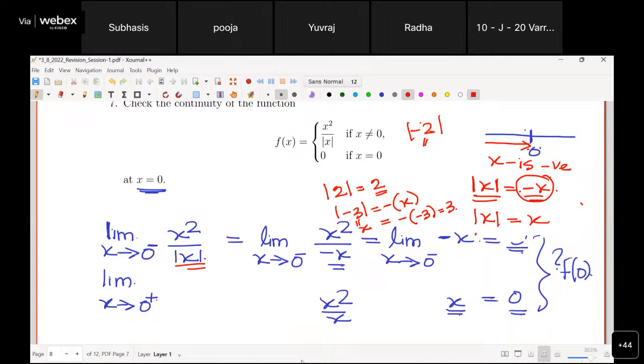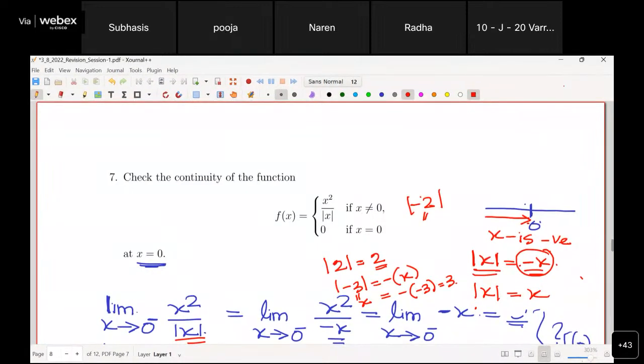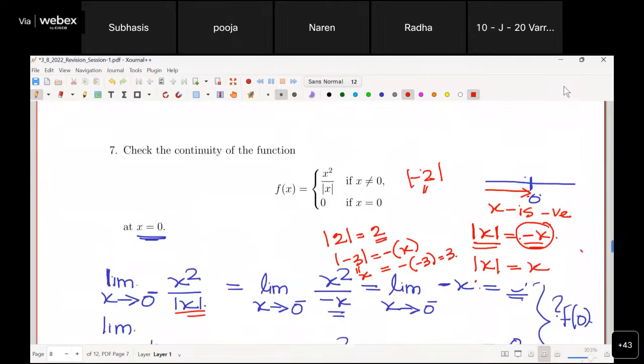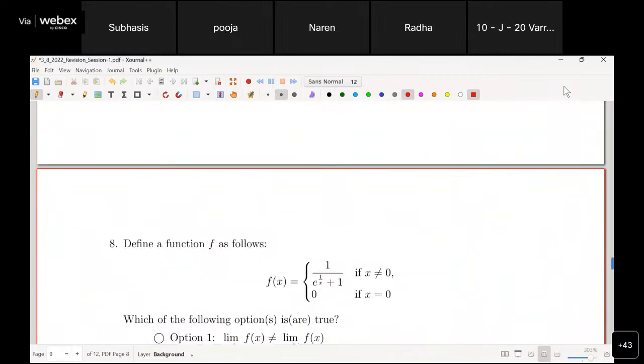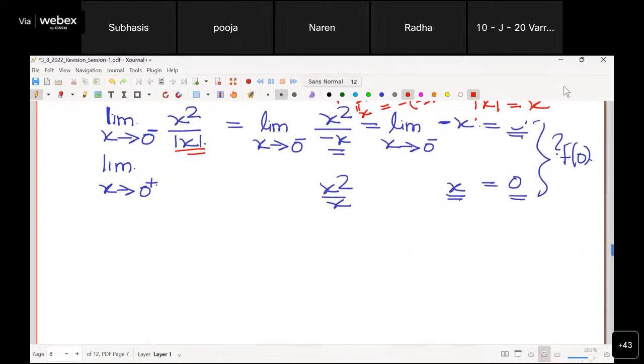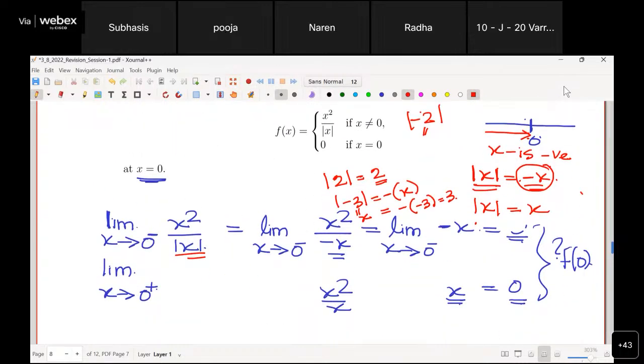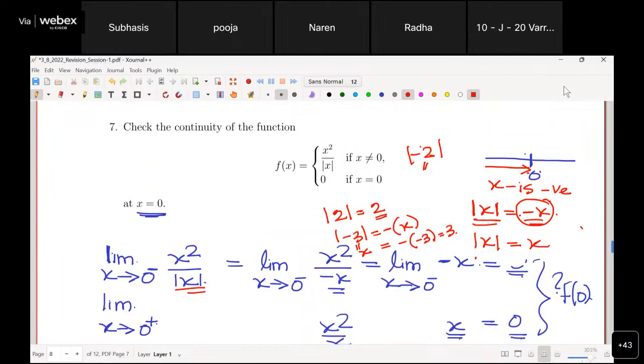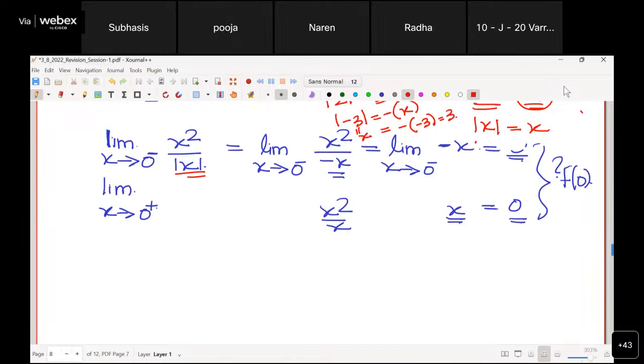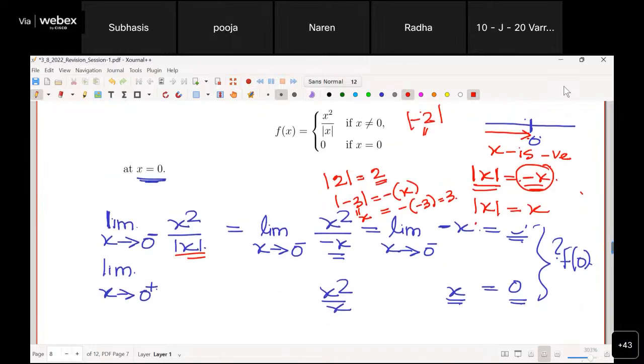Naren, what is your doubt? Yes, sir. For differentiability also, we say that f of x should be equal to f of a. Just like continuity, LHL should be equal to RHL, and the second condition is f of x should be equal to f of a. So even for differentiability, the same condition is there, no, sir? So the thing is, yeah, but that is not enough.